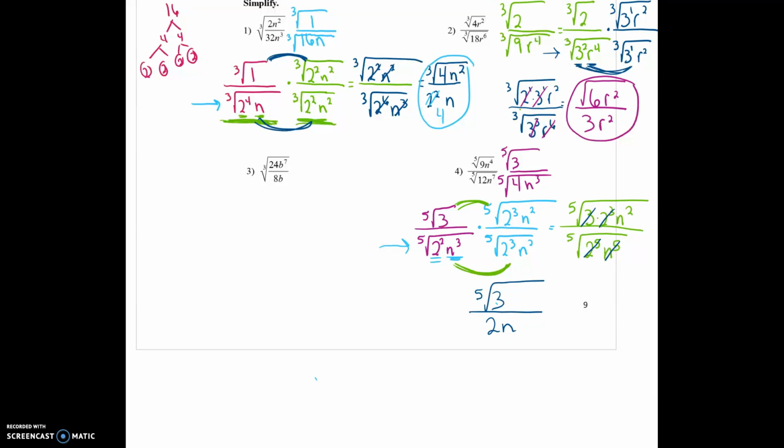The 2 cubed is not perfect, but I'm just going to change that to an 8. It is stuck in there, and the n squared is stuck in there. And this is a great answer. What would probably make it just a little better, not probably, but would, is changing 3 and 8 into 24. And that is your final answer.